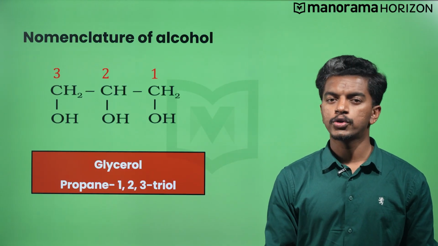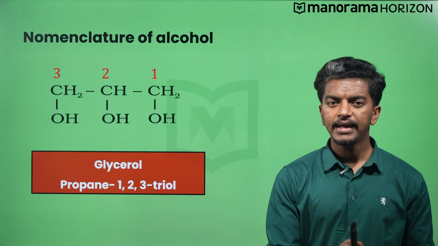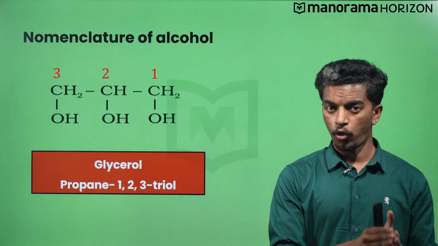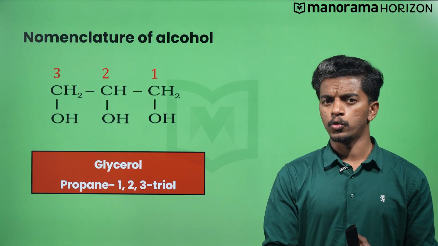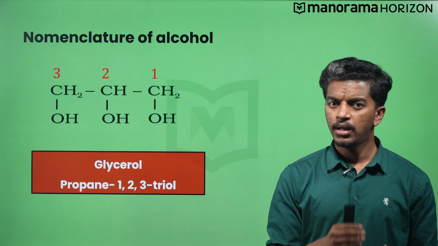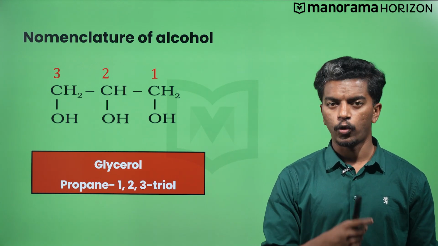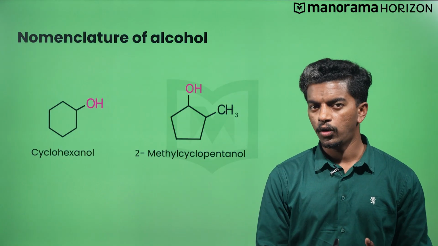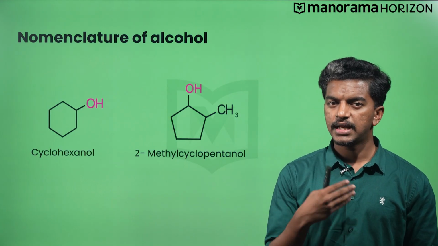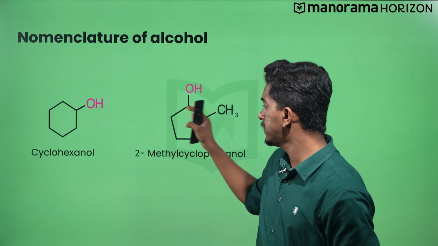For naming polyhydric alcohols, the E of the alkane is retained and the ending -ol is added. The number of OH groups is indicated by adding the multiplicative prefix di, tri, etc. before ol. The positions of OH groups are indicated by appropriate locants. For example, glycerol is termed as propane 1,2,3-triol. In the case of cyclic alcohol, they are named using the prefix cyclo and considering the OH group attached to C1, as you can see here.